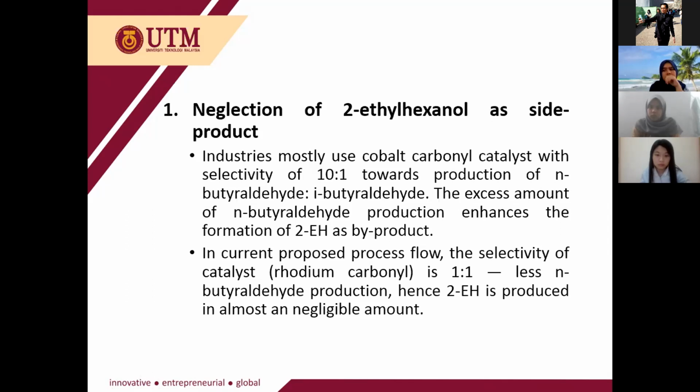But in our current proposed process flow, we use a different catalyst, which is a rhodium carbonate with selectivity of 1:1. This will result in less n-butanol production. Hence, 2-ethylhexanol is produced in almost a negligible amount.